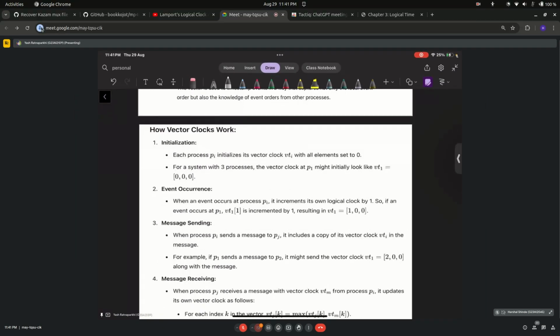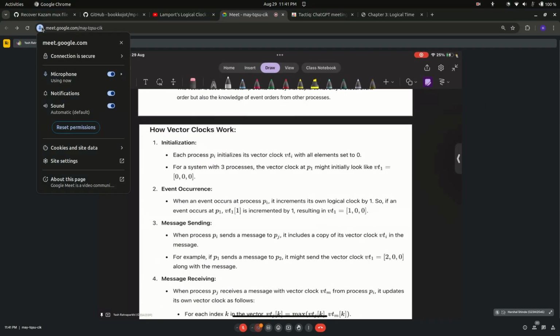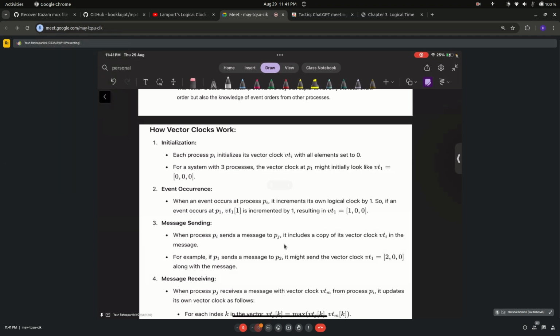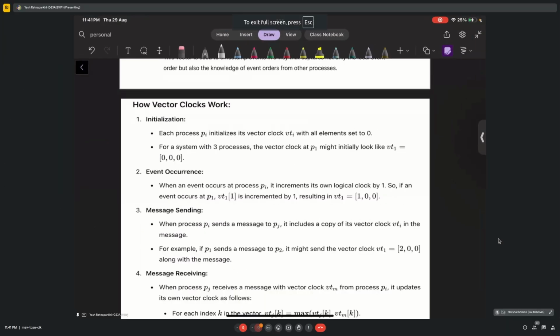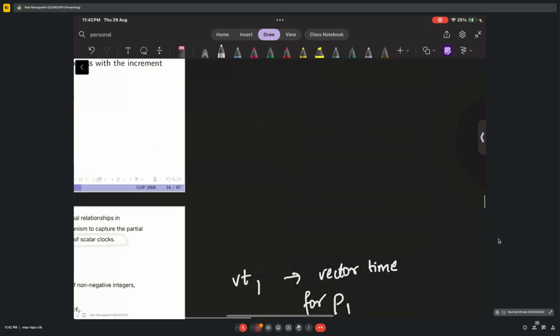Okay, initialization. For each process Pi, initialize its vector VT. All the elements are set to 0. For a system of three processes, the vector clock of P1 might look like 0, 0, 0. Event occurrence. When an event occurs at a process Pi, it increments its logical clock by 1. So, if an event E occurs at P1, that particular VT1 will increment by 1 and the array will be 1, 0, 0. This is what I had told you, 1, 0, 0.